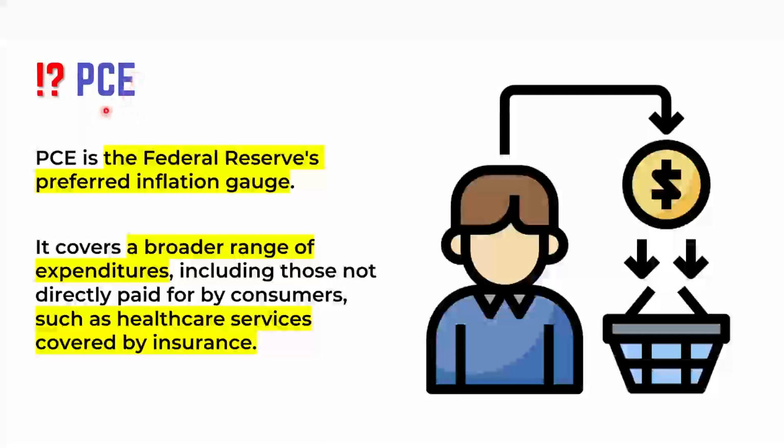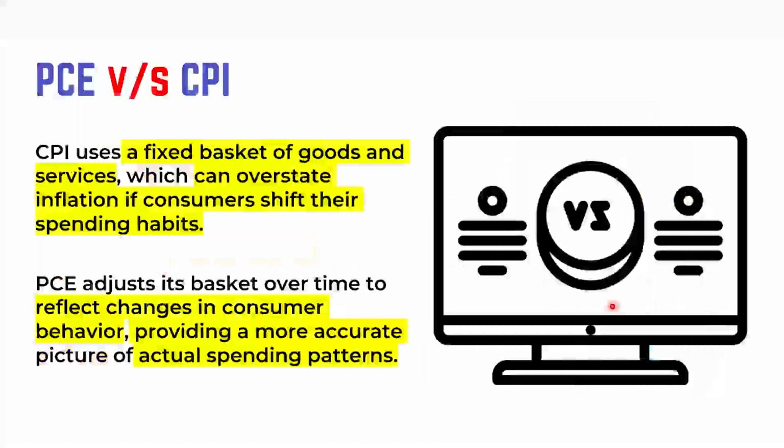Personal Consumption Expenditures, PCE. On the other hand, the Personal Consumption Expenditures Price Index, or PCE, is the Federal Reserve's preferred inflation gauge. Compiled by the Bureau of Economic Analysis, PCE covers a broader range of expenditures, including those not directly paid for by consumers, such as healthcare services covered by insurance. It also accounts for changes in consumer behavior, like substituting cheaper goods when prices rise, making it a more comprehensive measure of inflation.